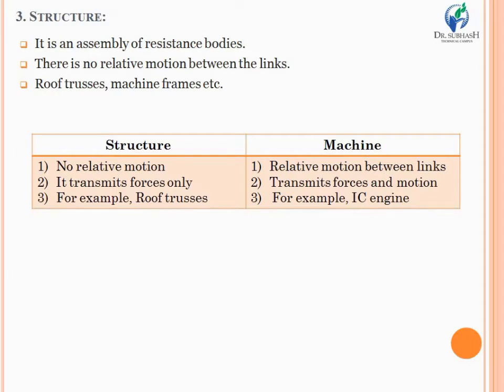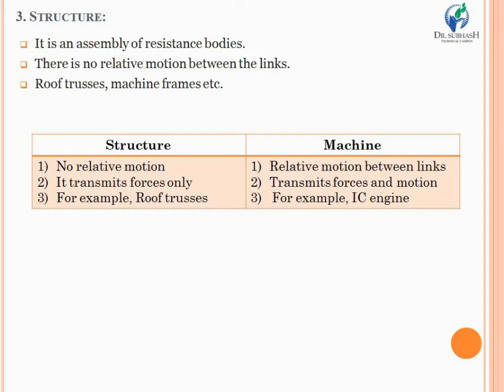And if we are comparing structure with machine, then structure has no relative motion. That means each and every link of a structure which is assembled to form a structure has no kind of relative motion. Whereas if you have a machine or a mechanism, each and every link of that particular machine or mechanism has relative motion between them.